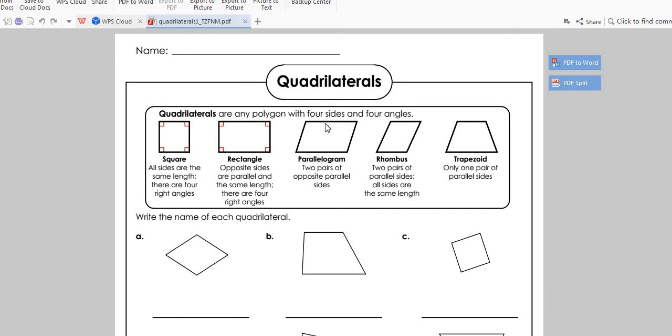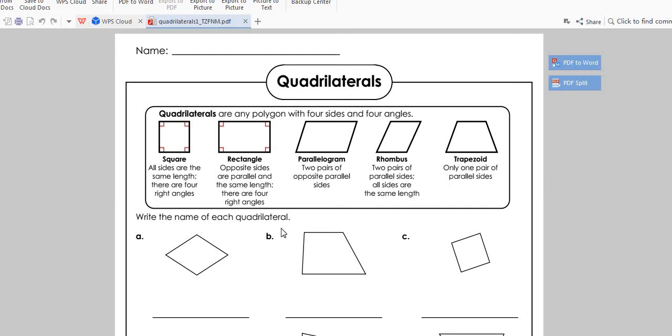Parallelogram: two pairs of opposite parallel sides. Rhombus: all sides are equal in length and each two opposite sides are parallel. Trapezoid: only one pair of parallel sides. Don't forget, only one pair. It's the key word for the trapezoid, and it's very famous for this.